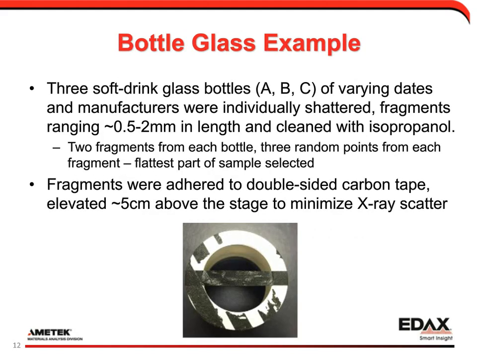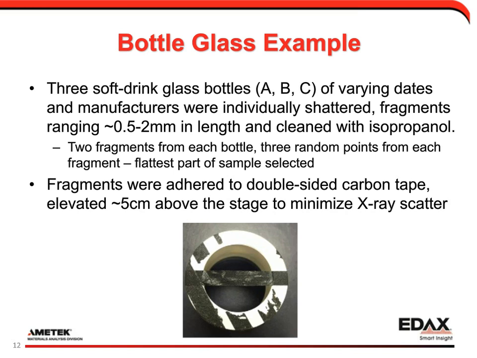So in this example, for now we'll just leave the identity of the glasses labeled as A, B, and C, but 3 different soft drink glass bottles were selected, and they had varying dates of manufacture, different companies. They were individually shattered, and fragments were selected from samples A, B, and C, ranging from 0.5 millimeter to 2 millimeters in length. They were cleaned with isopropanol.